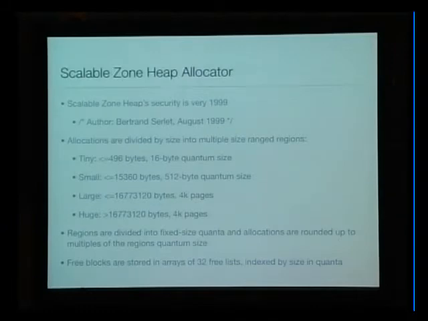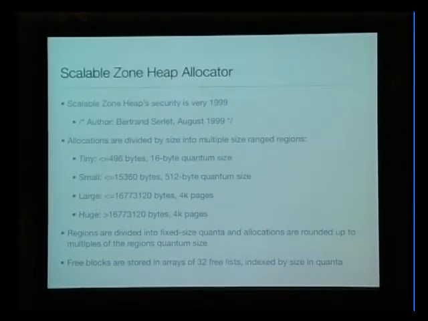So they call it the scalable zone heap allocator because it grows the heap by different size zones. Depending on the size of your allocation, it's basically divided into multiple sub-heaps. For instance, if your allocation is under 496 bytes, it'll go to what's called the tiny heap. And if it's a little larger, it'll go into what's called the small heap, or large and huge, respectively.